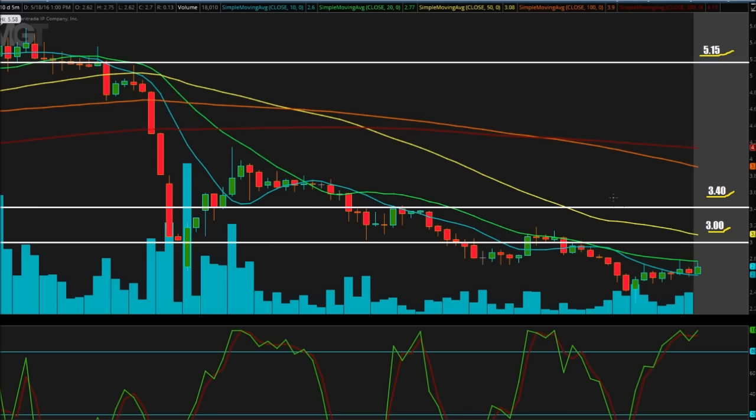playing this tomorrow. With that said, the areas that I'm looking for is a break above $3 or a break above $3.40. If we break above $3.40 pre-market or after hours, it's going to be tough to find an entry. If we stay around this range when the market opens tomorrow, we have a very high chance of seeing a gap up to $5.15.